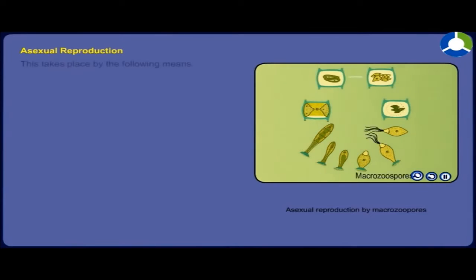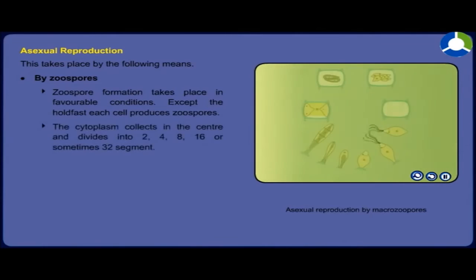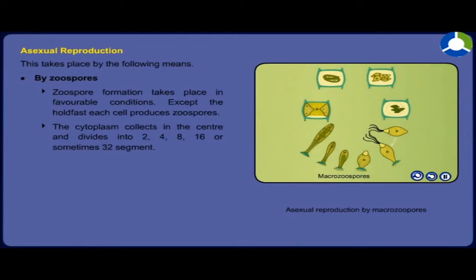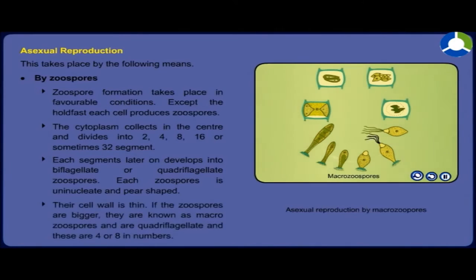Asexual reproduction. This takes place by the following means. By zoospores: zoospore formation takes place in favorable conditions. Except the holdfast, each cell produces zoospores. The cytoplasm collects in the center and divides into 2, 4, 8, 16 or sometimes 32 segments. Each segment later on develops into biflagellate or quadriflagellate zoospores. Each zoospore is uninucleate and pear-shaped. Their cell wall is thin.